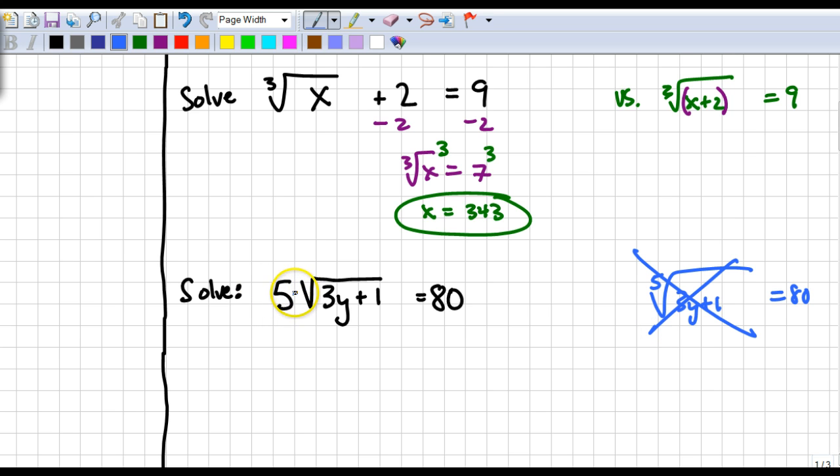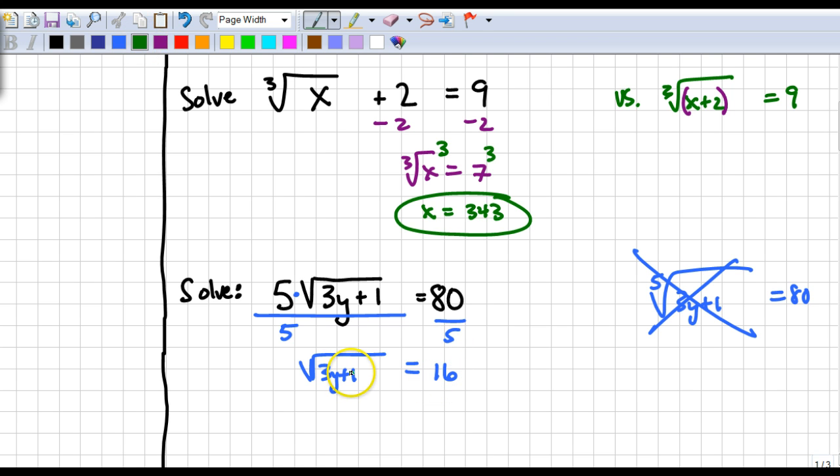We're doing 5 times the square root of 3y plus 1. So the thing that's the furthest away on this one is the 5. The 5 is currently being multiplied, so to undo it we're going to divide. Remember that what you do on one side you have to do to the other. The square root symbol is still there, and then on this side we need to go ahead and divide. Make sure you do top divided by bottom, and so on that you're going to get 16.